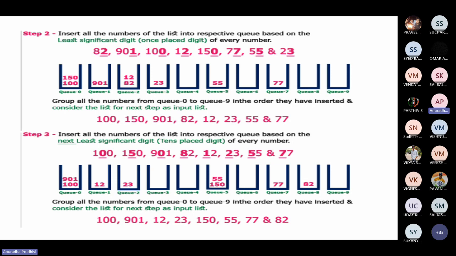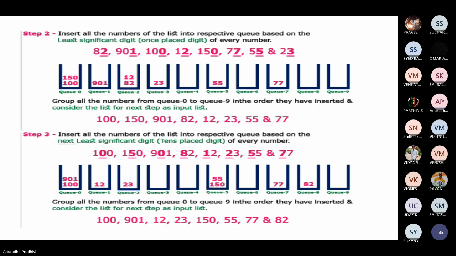So 100 we have to store in Q0. Next 150, the next least significant digit is 5, so we have to store it in Q5. Next 901, so 0, we have to store 901 in Q0. Next 82, 8, we have to store this 82 number in Q8. Next 12, 1. Store in Q1, 23 in Q2, 55 in Q5, 77 in Q7.